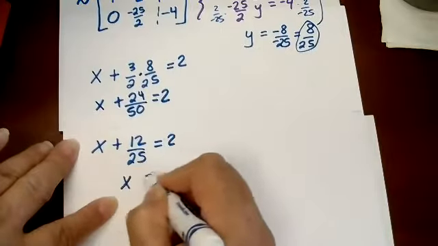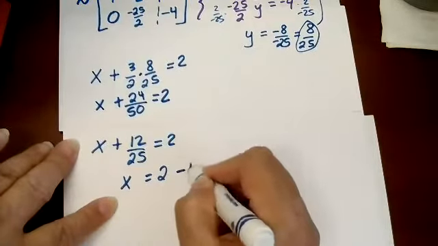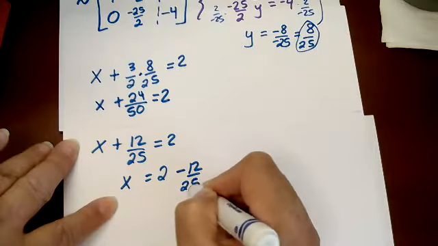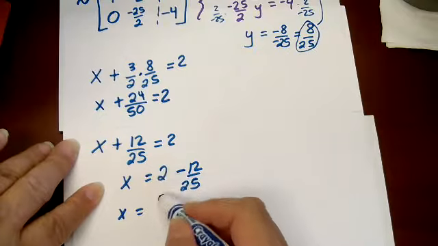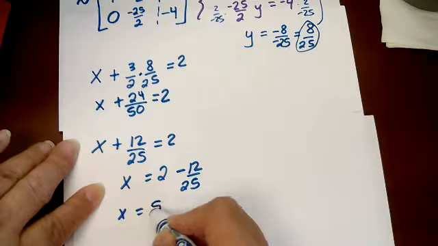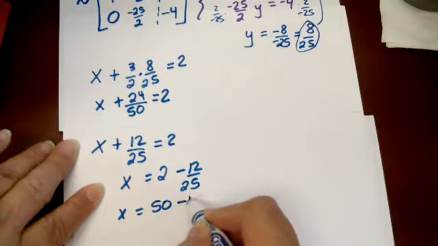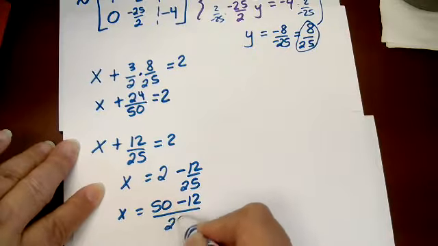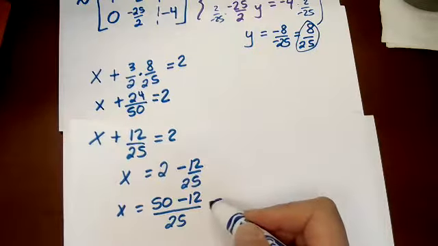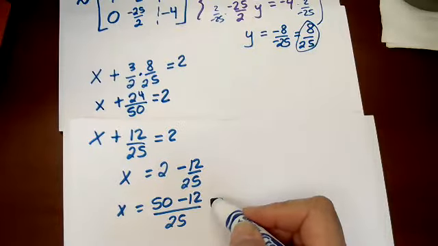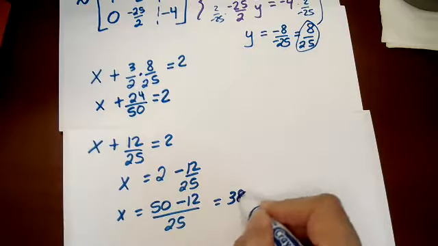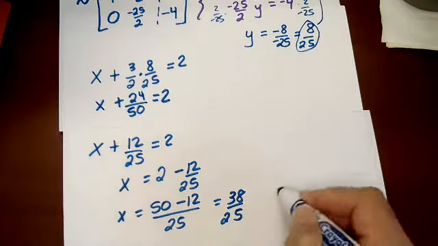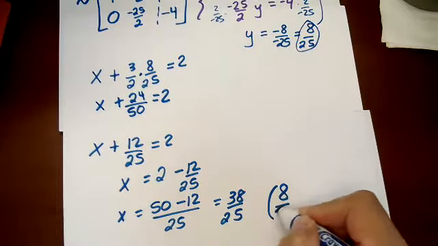Okay, so now x is going to equal 2 minus 12/25. Well, to get the common denominator, I've got to multiply by 25 over 25. So 50/25 minus 12/25 is going to give me 50 minus 12 over 25. So I have 38/25.